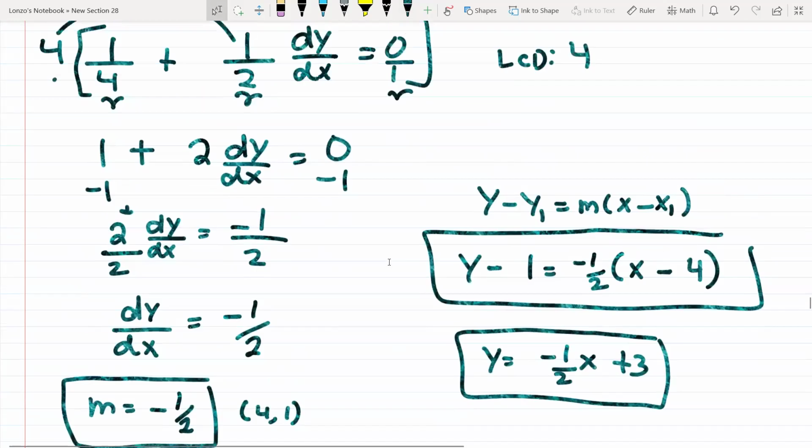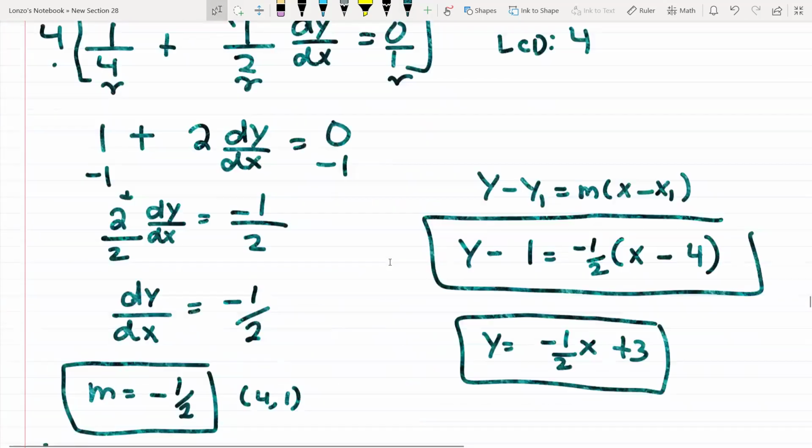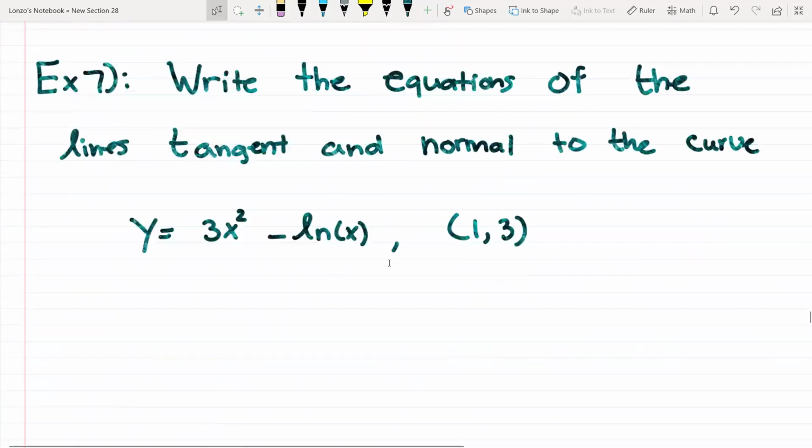Okay, so that was example 6. Let's move on to example 7. Example 7 says, write the equation of the line tangent and normal to the curve y equals 3x squared minus ln of x, where they give you a coordinate of (1, 3). So this time they're asking for tangent and normal, so we're going to have two equations, right?